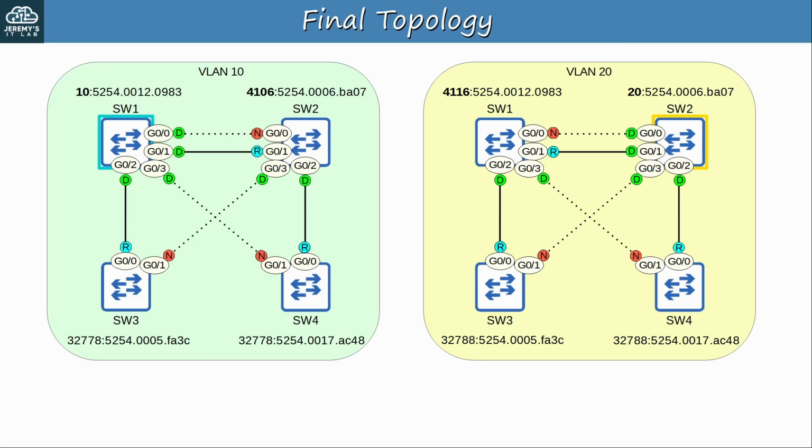Here is the final STP topology for each VLAN, after tuning the bridge priority values, root costs, and port priority values. In most cases, it's enough to configure the root bridge and a secondary root, and then leave STP to figure out the rest. However, some networks have very specific requirements, and STP tuning like this might be necessary in some cases.